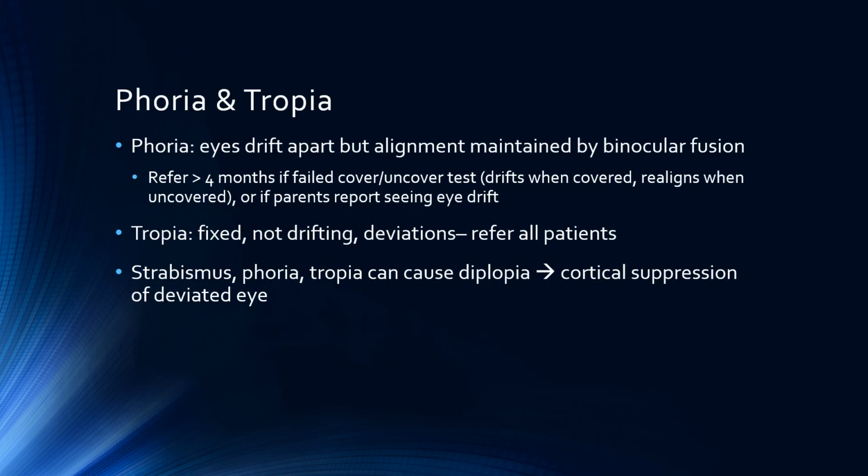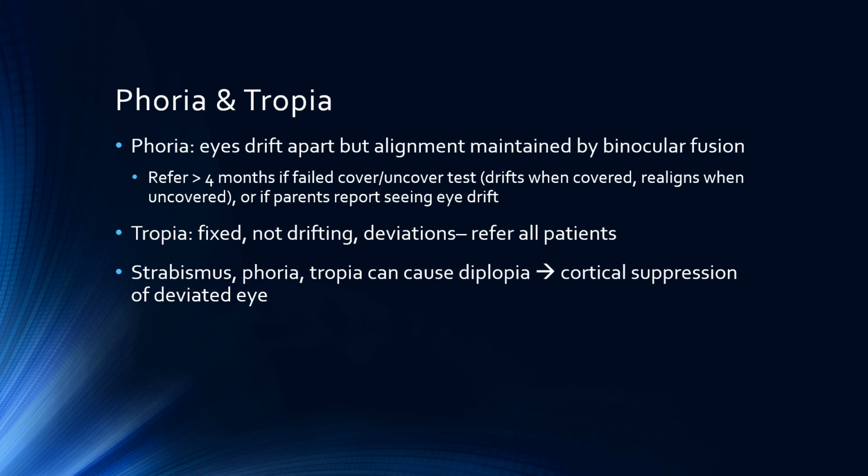So the next concept is phorias and tropias. Phorias are when the eyes drift apart, but the alignment is maintained by binocular vision. You'd consider referring for a phoria if the patient's older than 4 months old, if they're failing the cover-uncover test, or if the parents are reporting seeing that the eyes are drifting. The cover-uncover test will show that the eye drifts when it's covered and then realigns when it's uncovered.